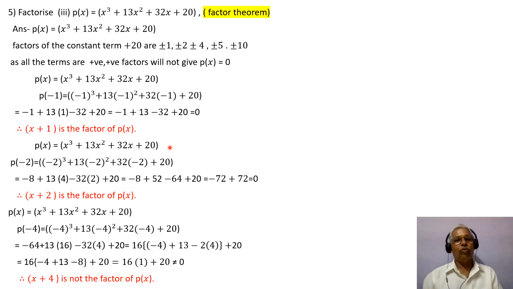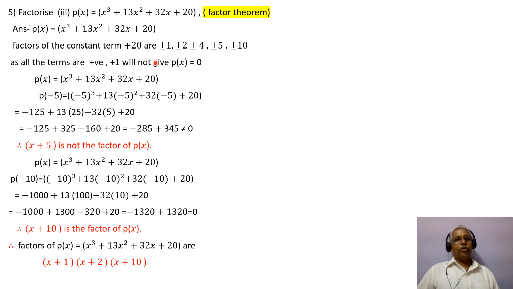We have no way out, we have to try all these. There will be some factor or the other. So we are trying for x equal to minus 4. So p(minus 4) equal to minus 4 cube plus 13 into minus 4 square plus 32 into minus 4 plus 20. And if we solve this, it doesn't end in 0. So x plus 4 is not a factor of p(x). That is how we have to proceed every time.